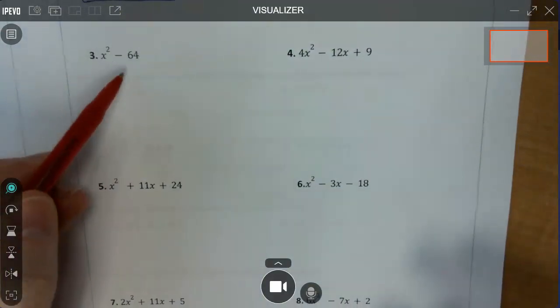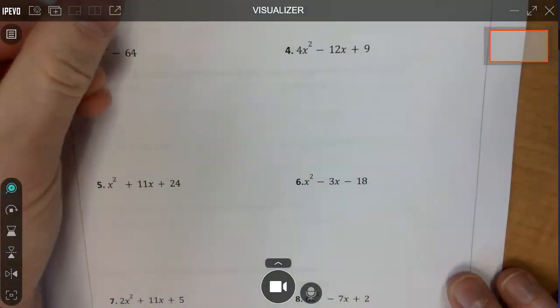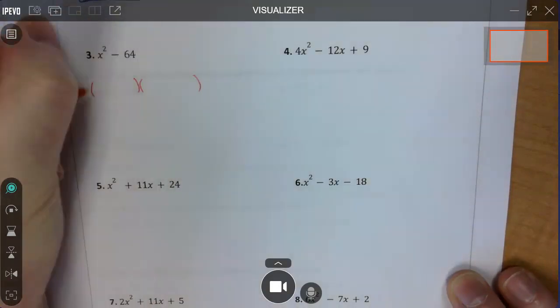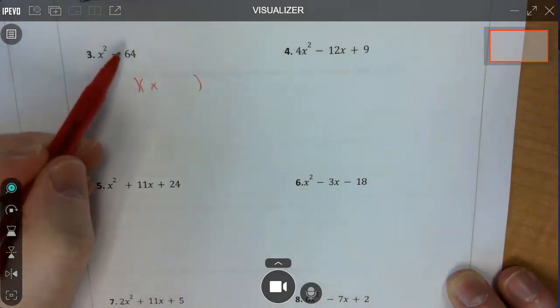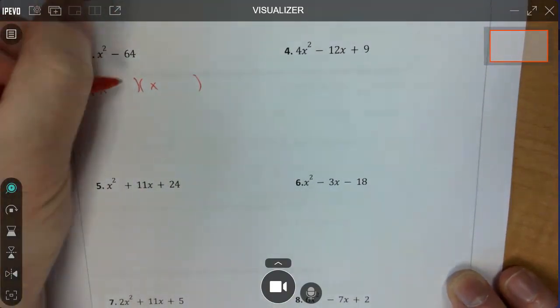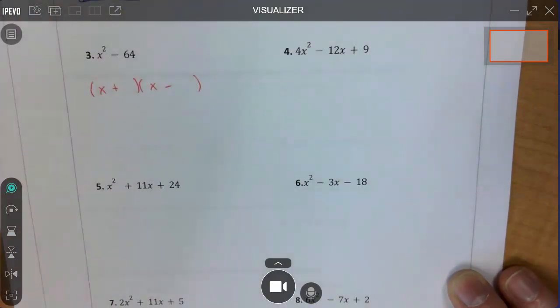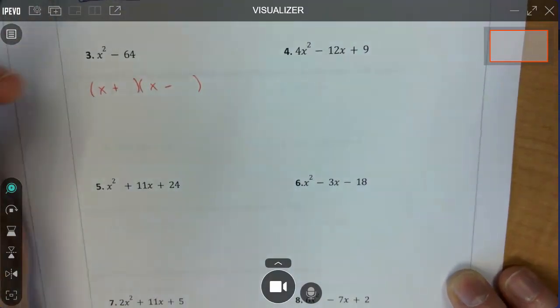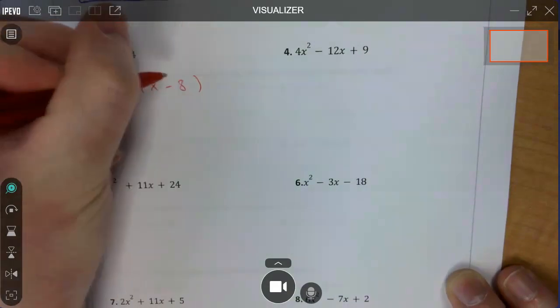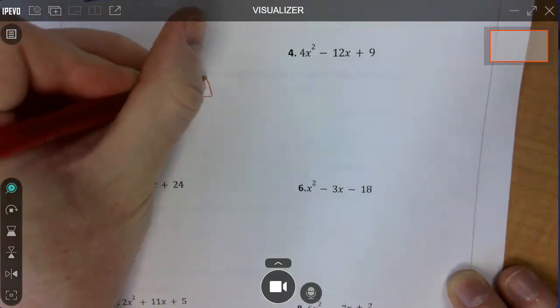So here I see the difference of perfect squares. So I know I'm going to break it down into x and x. Because this was a difference of perfect squares, I have an addition sign and a negative sign. And then what's the square root of 64? That's 8 and 8. And there's your final answer.